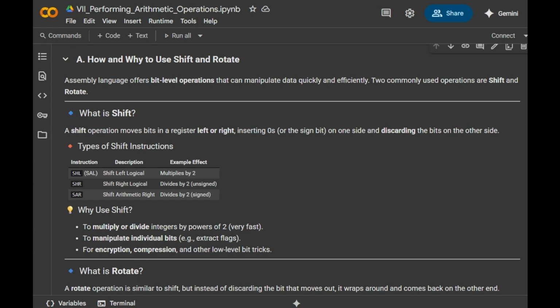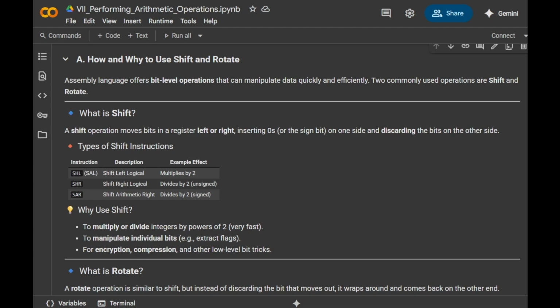The SHL or SAL instruction stands for shift left logical. Its effect is to multiply the number by 2 for each position shifted. The SHR instruction is shift right logical, which has the effect of dividing an unsigned number by 2. Finally, the SAR instruction, which is shift arithmetic right, divides a signed number by 2, preserving the sign bit.